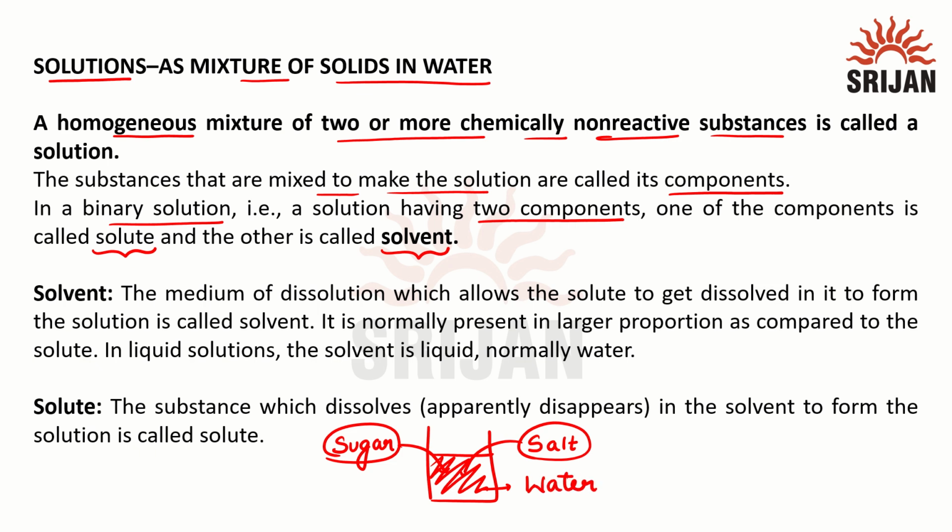Now the components can be divided into two. One is the solvent, which most of the time will be water. The medium of dissolution which allows the solute to get dissolved in it to form a solution is called the solvent. Normally it is present in larger proportion compared to a solute. In liquid solutions, the solvent is a liquid, normally water, and water is the universal solvent as we know. The second component is the solute. The substance which gets dissolved and apparently disappears in the solvent to form the solution is known as a solute.